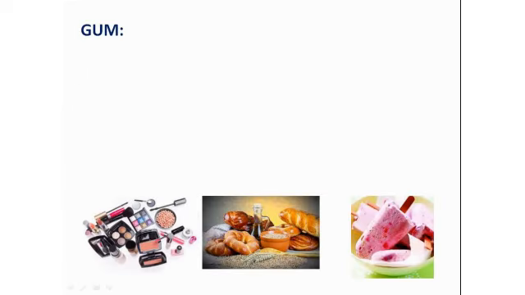The next one is the gum. So where do we use the gum? See, by virtue of the name, the gum, we all know what is the gum. So gum helps as a binder. Actually it prevents the coalescence of the oil globules.